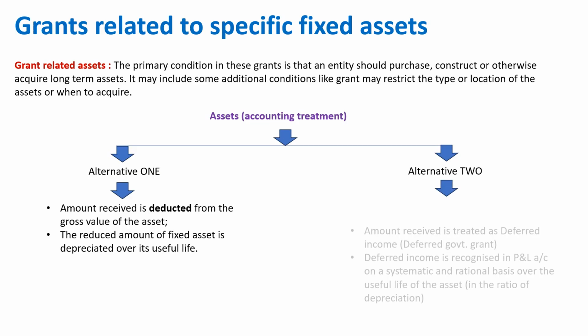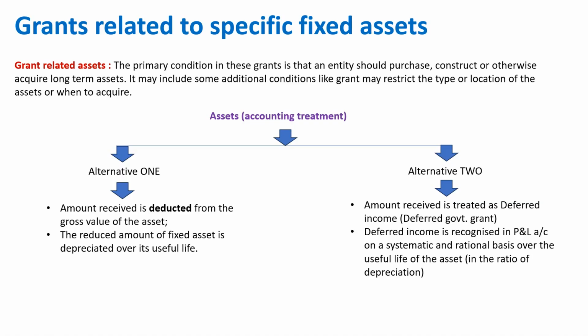What it says, amount received is treated as deferred income. So whatever amount you receive from the government, you treat as deferred income. Deferred income is recognized in profit and loss account on a systematic and reasonable basis over the useful life of the asset. That means whenever the asset is depreciating, at the same time from the deferred income, that is your liability, one portion of deferred income will come to profit and loss account. So it will match with your depreciation and income based on certain ratios.